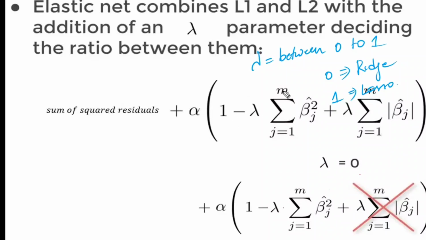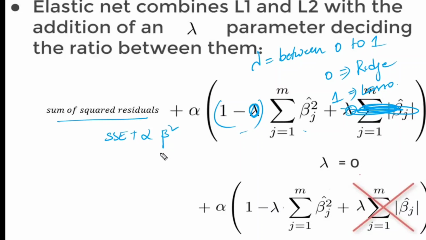Lambda is equal to 0 means lasso becomes 0. Lasso becomes 0 means that it is equal to ridge regression. Both are the same. Just substitute lambda is equal to 0 here. Lambda is equal to 0 means this part is not there, this part only. What is this part? Sum of the squares of residuals, that is SSR plus alpha into slope square.